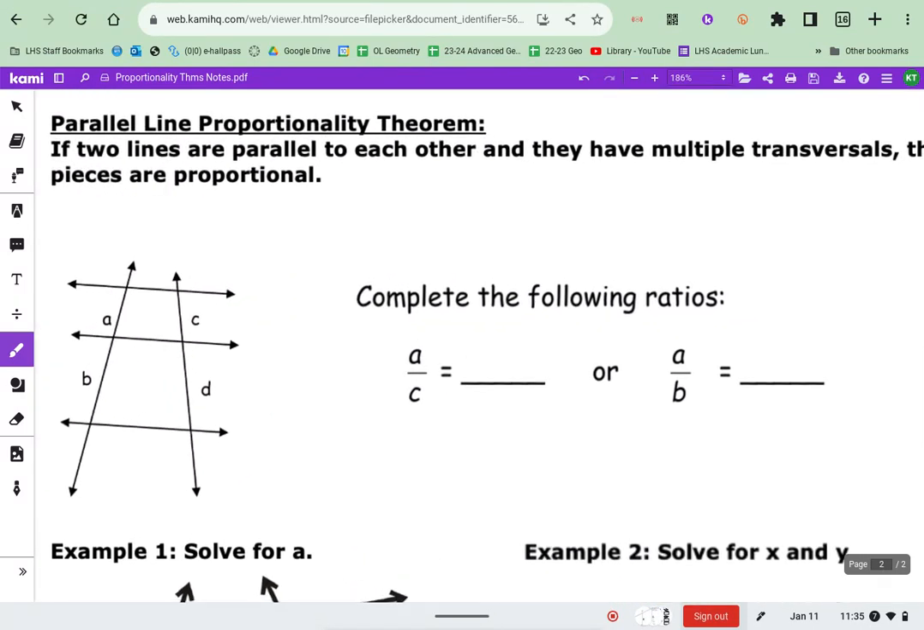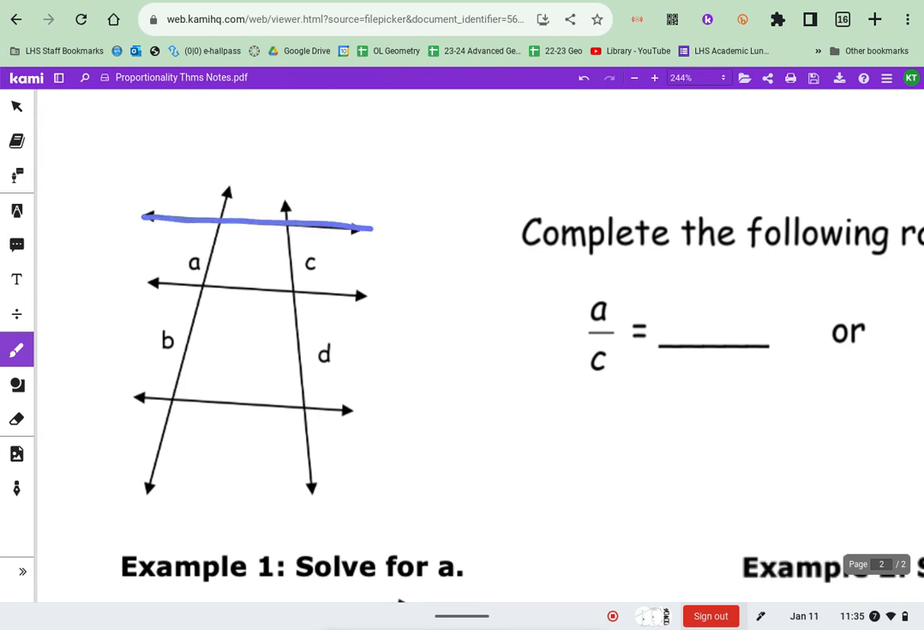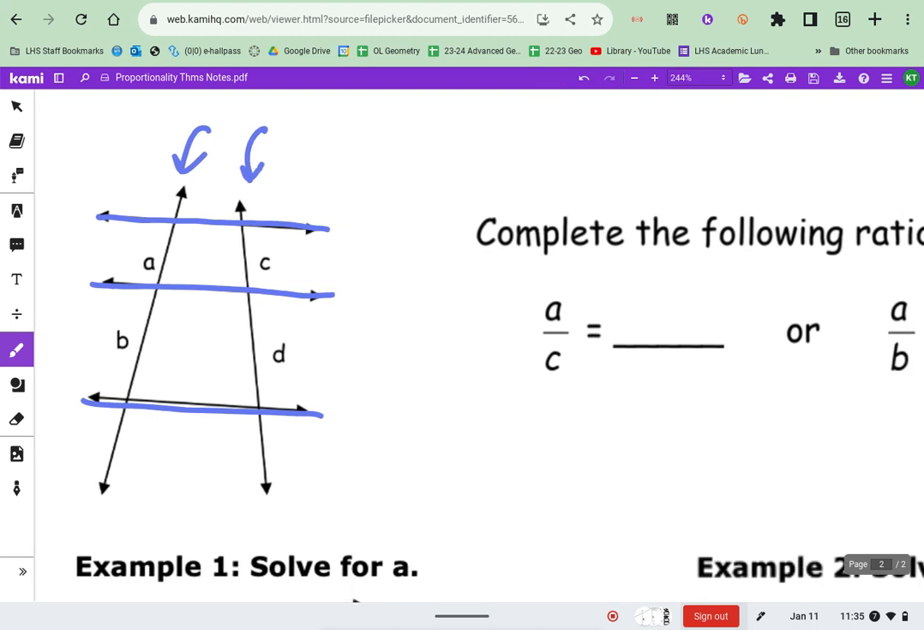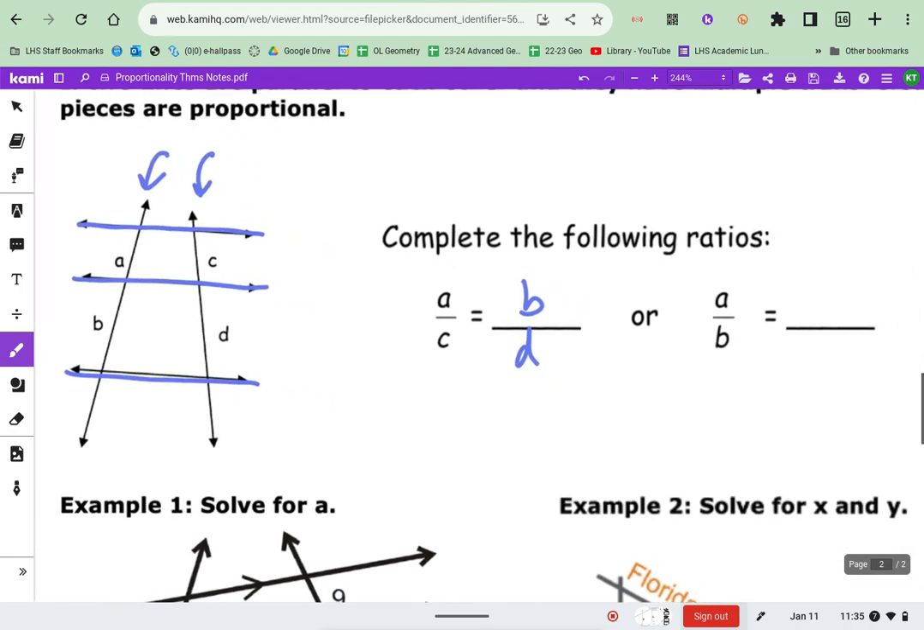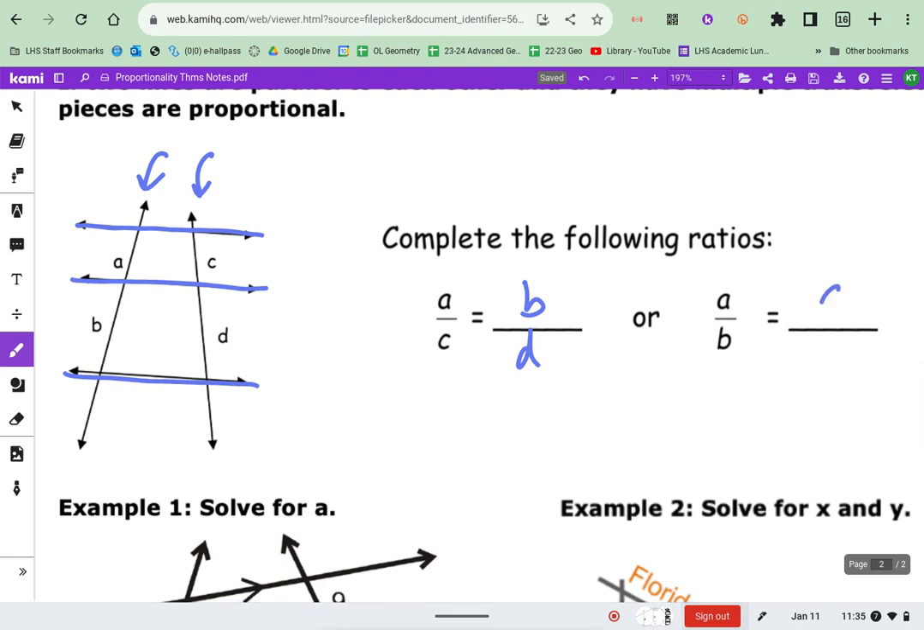Okay, so the next one is called the parallel line proportionality theorem. This one can be independent of triangles. What it says is if you have at least 2 parallel lines and at least 2 transversals, the transversals here being the ones going up and down, the transversals end up getting cut proportionally. So for example, A over C is proportional to B over D. Or that'd be the same thing as saying A over B is proportional to C over D. It doesn't matter which way you set it up because either way, when you cross multiply, you get AD equals BC.